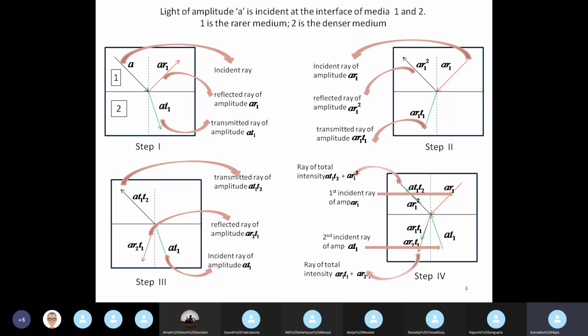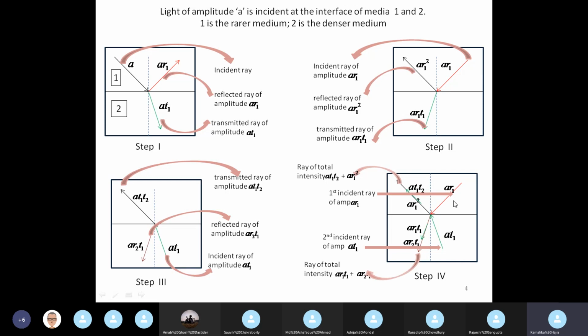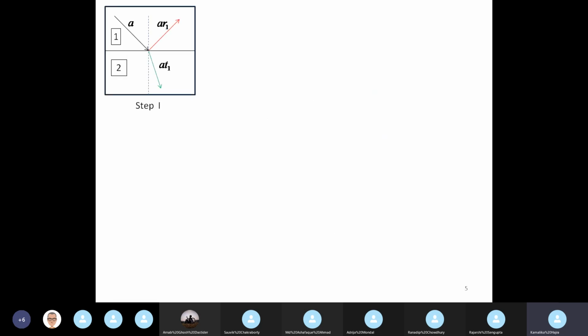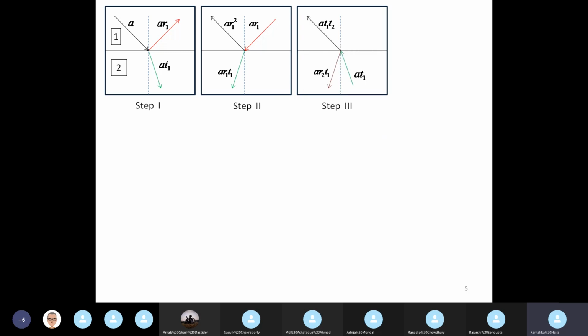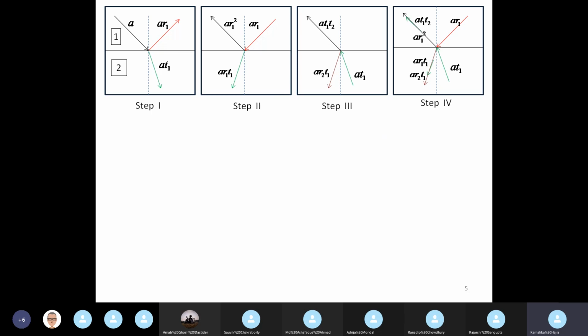Okay, so what is happening in step 4? In step 4 I have placed two sources simultaneously so that I have two simultaneous incident rays, giving me this reflected ray of total intensity this, and this reflected ray of total intensity this. All right, so this is step 1, this is step 2, this is step 3, and finally in step 4 I have this.